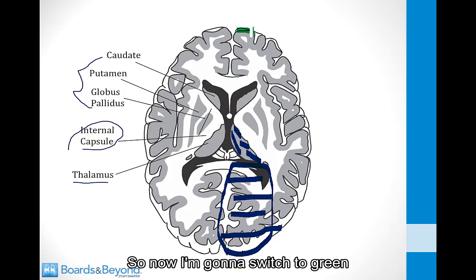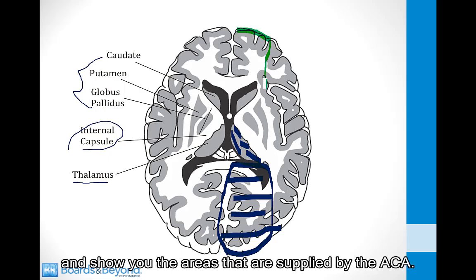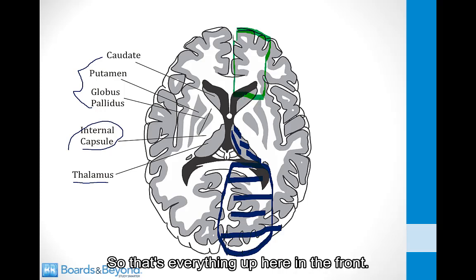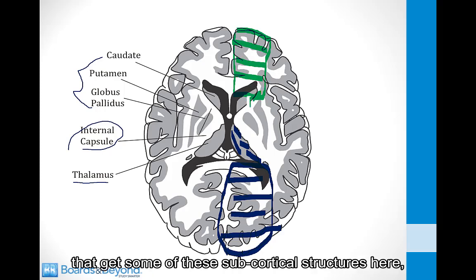So now I'm going to switch to green and show you the areas that are supplied by the ACA. So that's everything up here in the front. And there are also deep branches of the ACA that get some of these subcortical structures here, like the caudate.